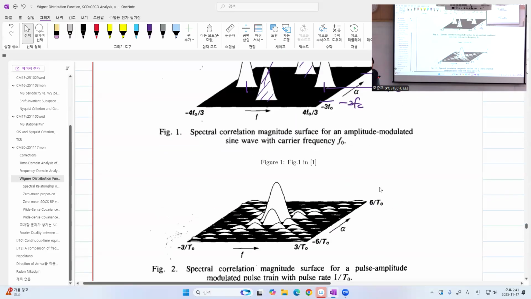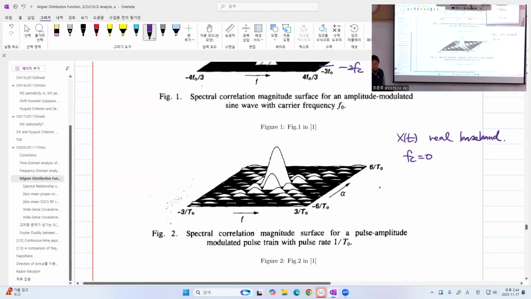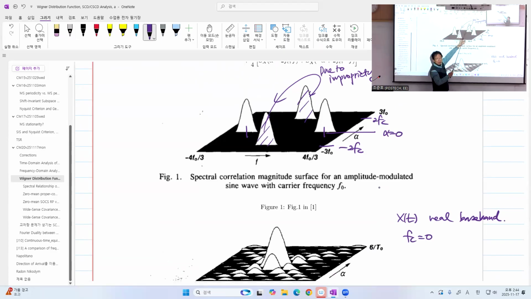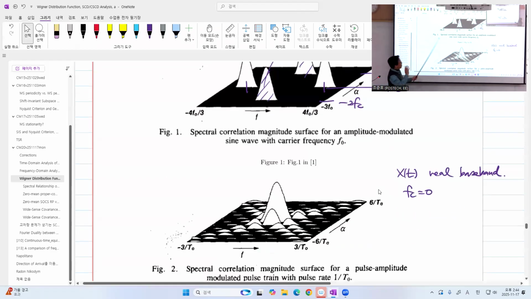And now let's see another one. Here, this is a real baseband random process. So actually, Fc equals 0. What does that mean? If Fc equals 0, in this case, these 2 collapse and that 2 collapse to the origin of this alpha versus f axis. So you have something here.